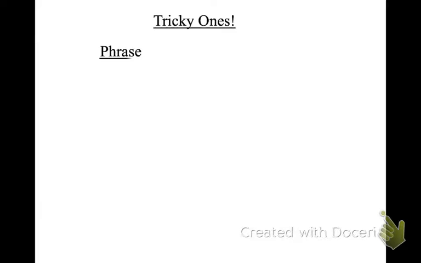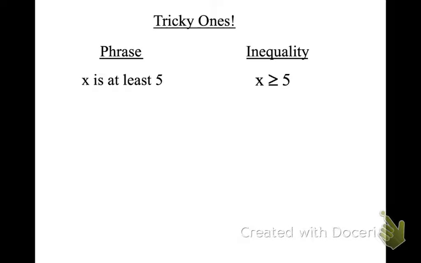All right, some tricky ones. I suggest you write these and write fast. The first phrase is X is at least 5. That means it could be 5. What would that look like? Gideon? X is greater than or equal to 5. So X is at least 5. At least 5 is X is greater than or equal to 5.